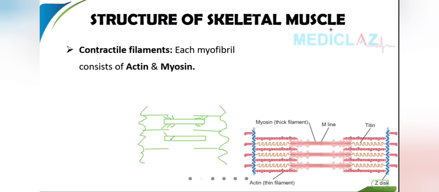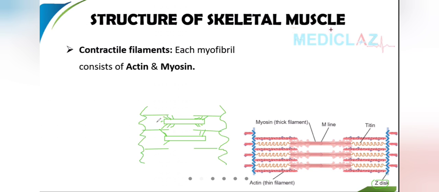So these fibrils will help this myosin to go and attach to the actin. This is for anchoring of the myosin to the actin. You can see these are the fibrils. And this myosin is attached to the Z line. It is not floating over here.